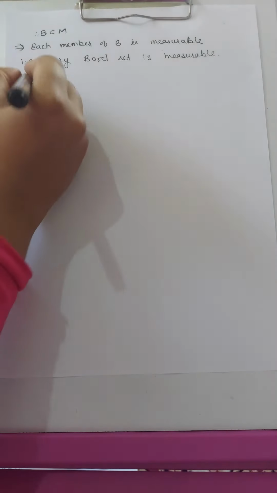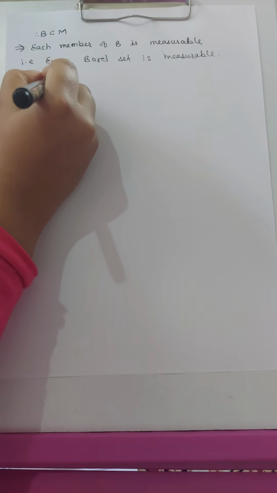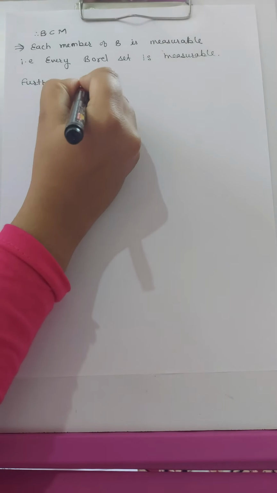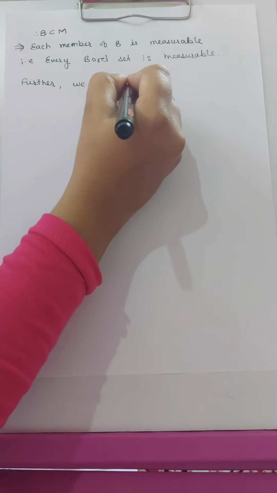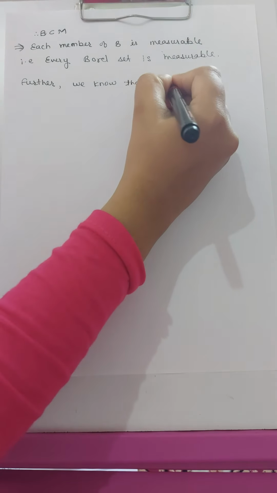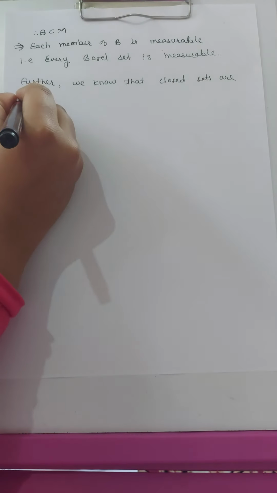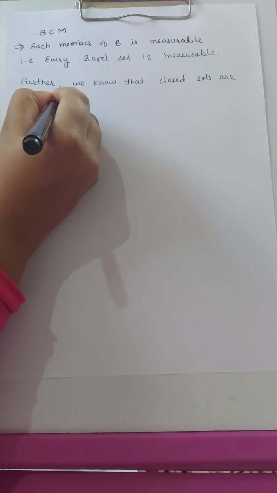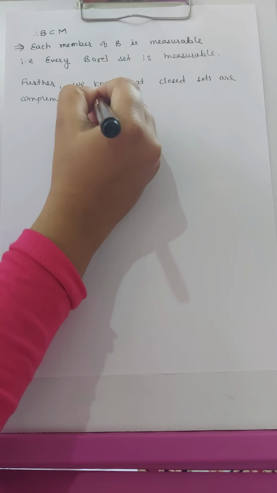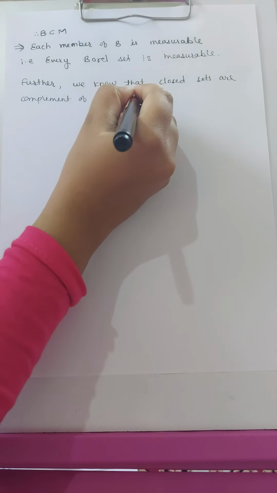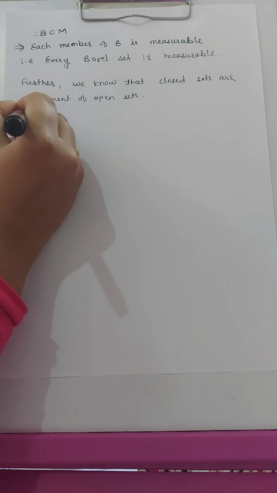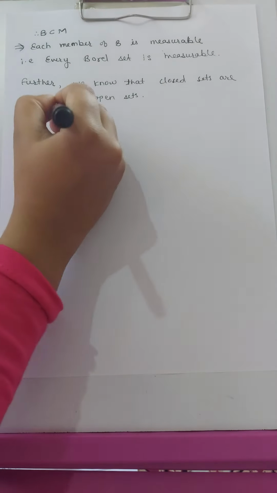That is, every Borel set is measurable. Also we know that closed sets are complement of the open set. Further, we know that closed sets are complement of open sets, and therefore they belong to M.